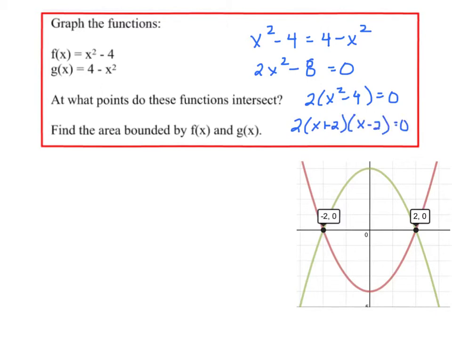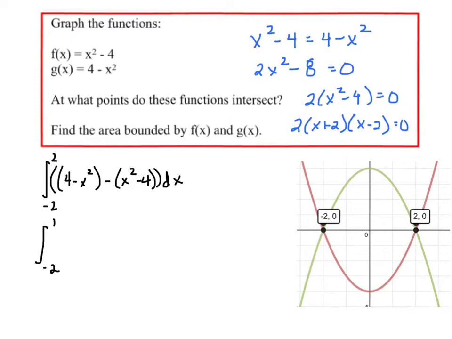Okay. So in this case, the top function is 4 minus x squared. Bottom function is x squared minus 4. So top function minus bottom function. Again, maybe you want to combine your like terms right away. We have 4 minus -4, so that's +8. We have -x squared minus x squared, so that's -2x squared, like that.